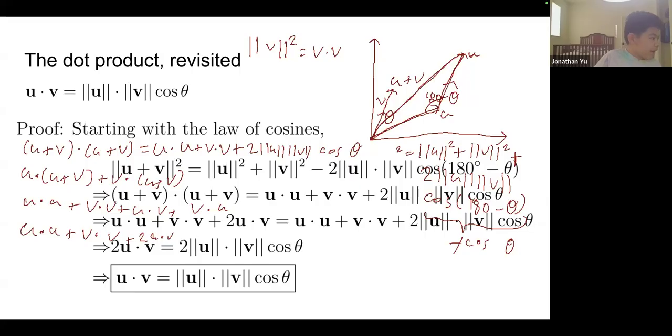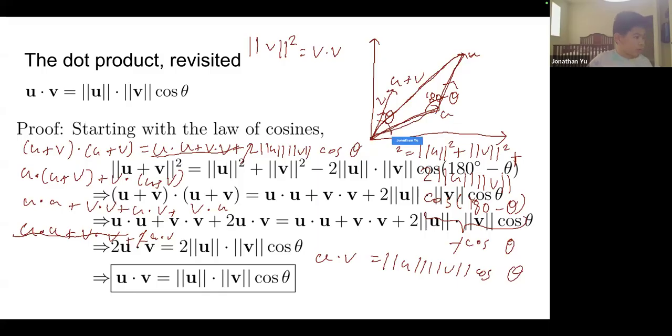So that means we can cancel out u dot u plus v dot v, and then cancel out a factor of 2 to give us u dot v is equal to the magnitude of u times the magnitude of v times the cosine of the angle between them, which on this plane is this length times cosine of this angle.